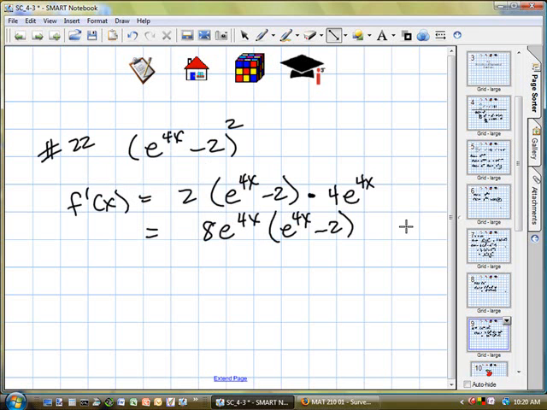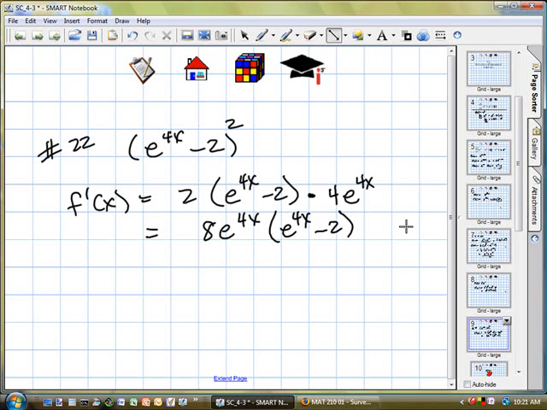Here's one from the assignment. Let's take a look at this one. e to the 4x minus 2, that whole quantity squared. Okay. Well, how do you differentiate something to a power? Well, you use the power rule. So, you take 2 times that whole thing to the 1 power. Okay? But then, isn't there a chain rule that needs to be done because there's an inner function there, e to the 4x minus 2.